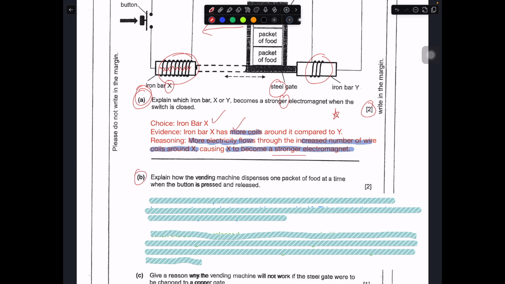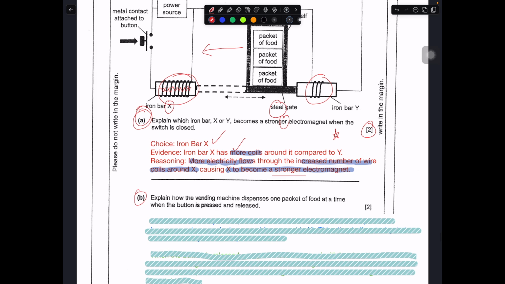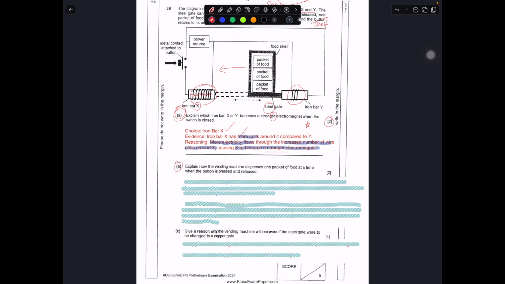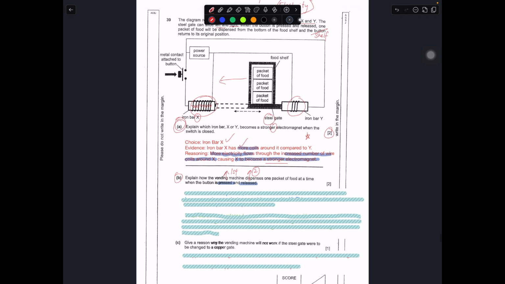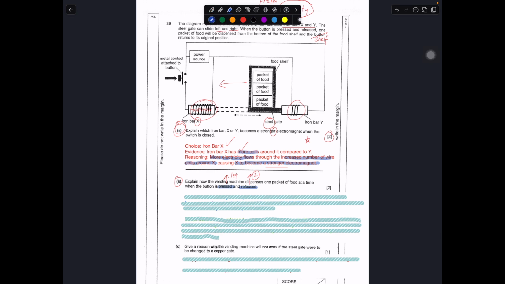So let's go back to this part B. It is really how the vending machine works. So you have to take a look at this key part: press, release. So you need to put the situation as this. This will be the first situation when it's pressed, and when it's released. So I'm going to put them into 2 colors around the circuit first. I'm going to trace them.